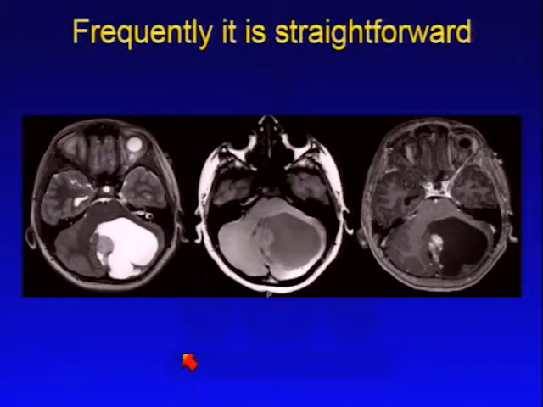We see here a very straightforward case. An axial T2, axial T1 pre and post contrast, and we see a cystic solid tumor within the posterior fossa in a child. What should it be? It is only one diagnosis here, a pilocytic astrocytoma. I suppose everybody agrees. You agree, Tina?